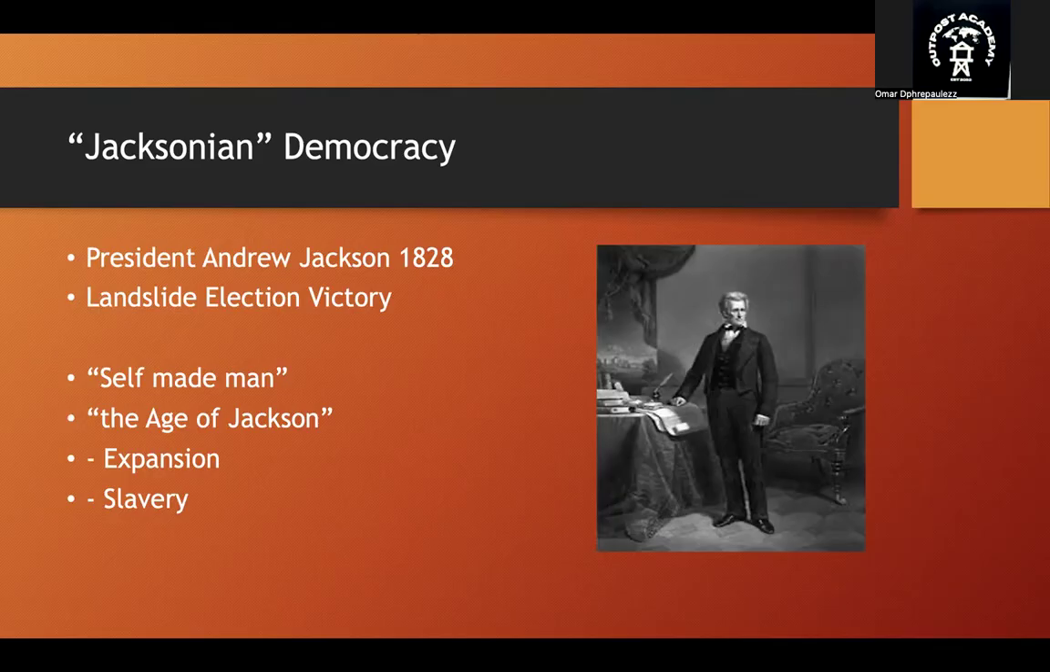So even as more white men get the vote, expansion into territories and the expulsion of indigenous people is taking place on a large scale, and slavery is also expanding. The plantocracy, the plantation class, is becoming more powerful. Blacks, free and enslaved, are being more and more marginalized.